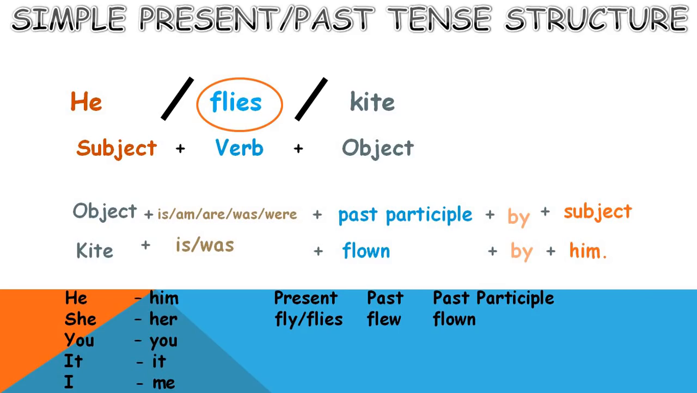That's the objective pronoun. She will become her, you will stay the same, it will be the same it, I will become me. For example, if the active voice was I fly kite, then the passive voice will be kite is flown by me. You can see that the past tense of fly is flew and the past participle is flown. So always use the past participle in the passive voice. There is an exception, I'll be covering that later.